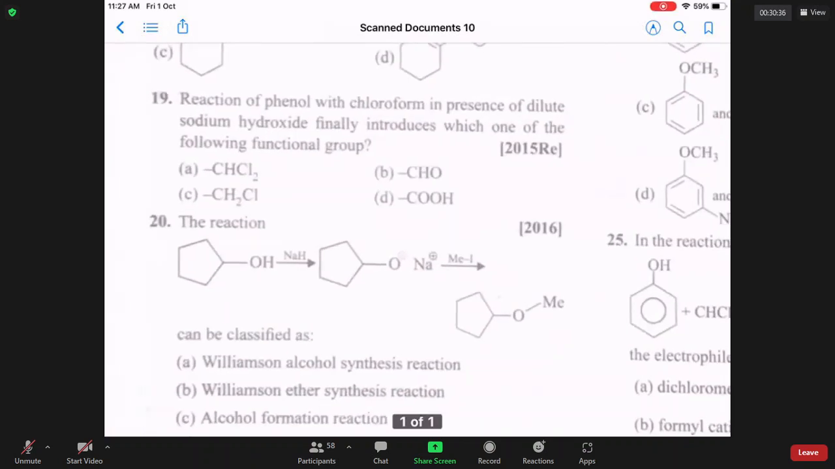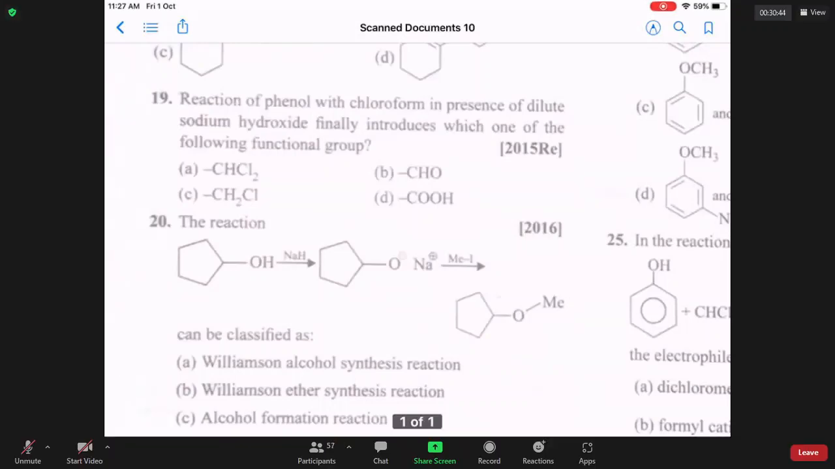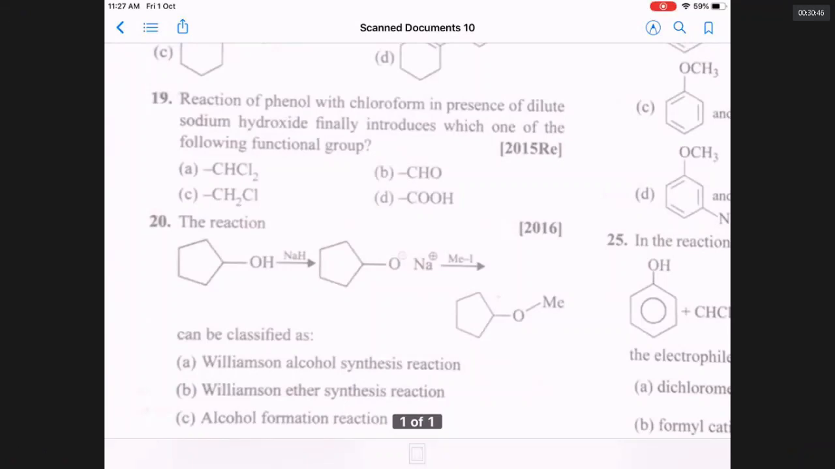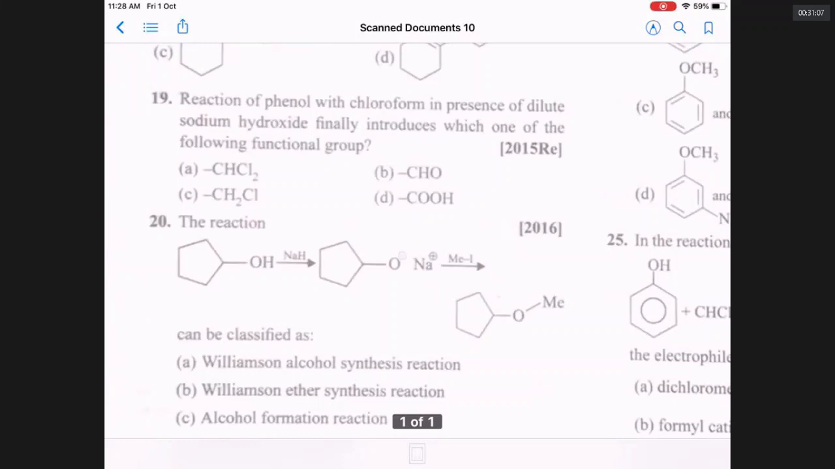Anyway, reaction of phenol with chloroform in presence of dilute sodium hydroxide finally introduces which one of the following functional groups? Whenever you are reacting chloroform and a base, chloroform first will become CCl3 minus. The CCl3 minus will lose another Cl minus to give CCl2. The CCl2 is called a dichlorocarbene. The dichlorocarbene is electron deficient.